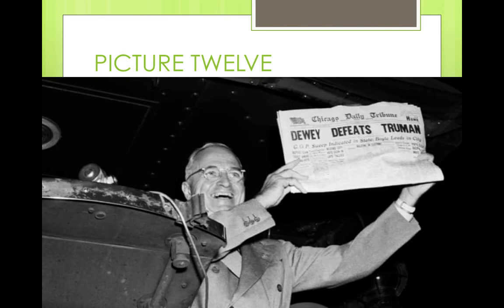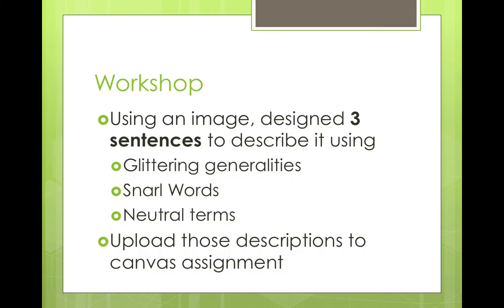So at this point in time, I'm going to want you to choose one of those pictures, and you're going to just write 3 sentences, one being a glittering generality, one being a snarl word, and one being in neutral terms. And you're going to upload these descriptions to the Canvas assignment. Try to be as flattering as possible or as mean as possible. And then at the bottom, make it neutral terms. But even when you're using those glittering generalities, I still want you to be honest, truthful with what the picture represents. If you have any questions, hit me up with an email.